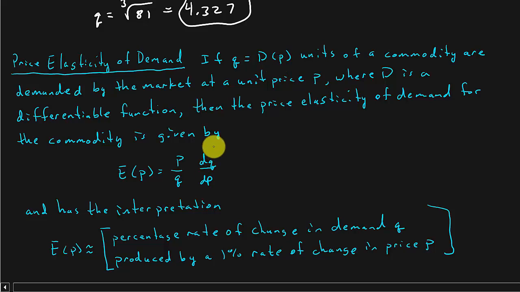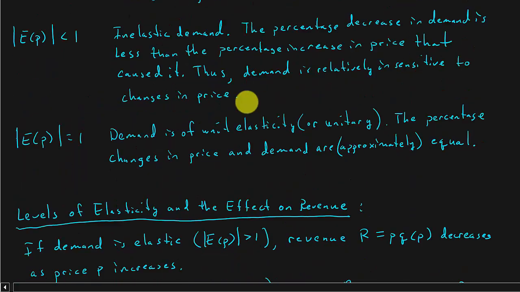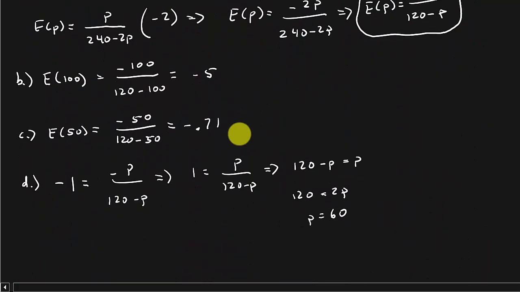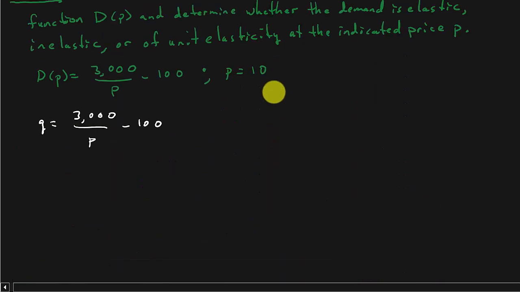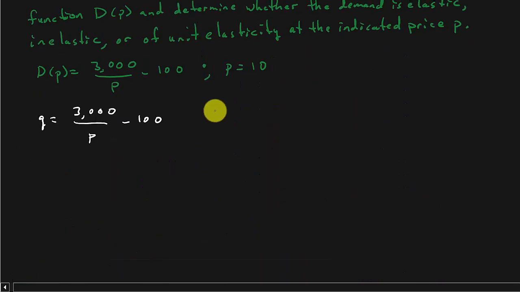And then, we're going to take the derivative of Q with respect to P. All right, so let's find that. So we've got the derivative of Q with respect to P. That's going to be, now what is that? Remember what I told you earlier? That's -3,000 over P squared.